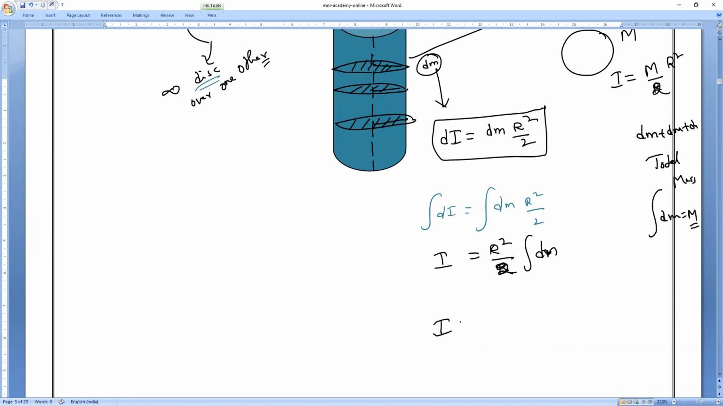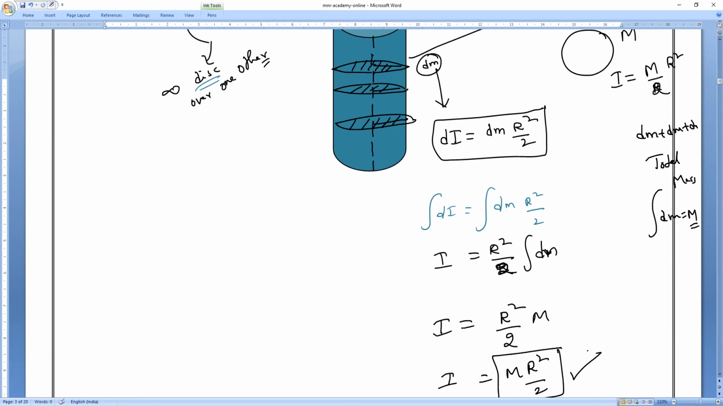That's all. So moment of inertia is equal to what? Everybody? R square by 2 into M, which is equal to M r square by 2. I hope you all are understanding, everybody. Solid cylinder and what else? Disc. Both moments of inertia are the same. Are you clear? Yes, sir.